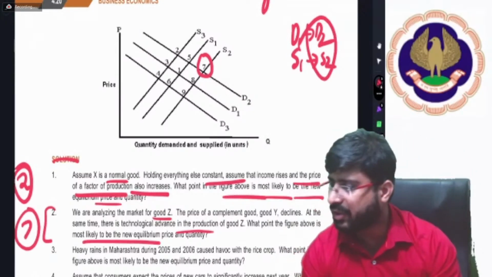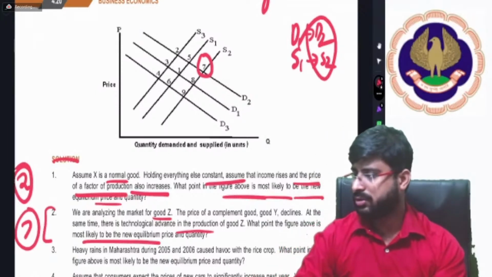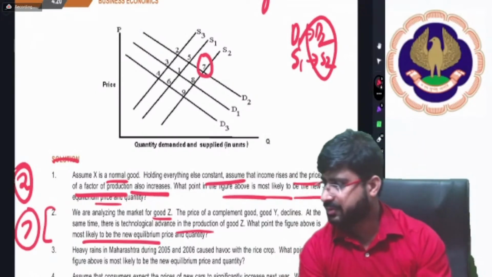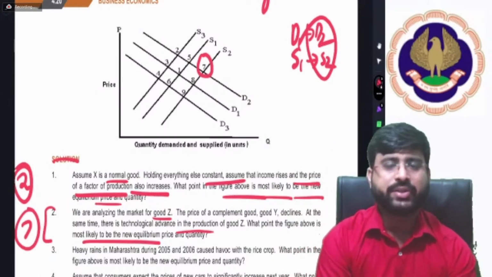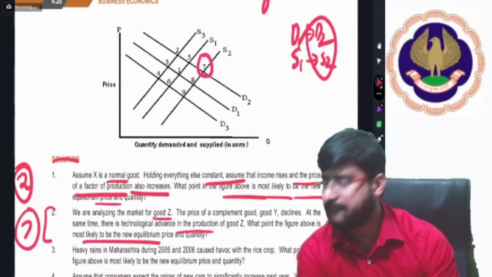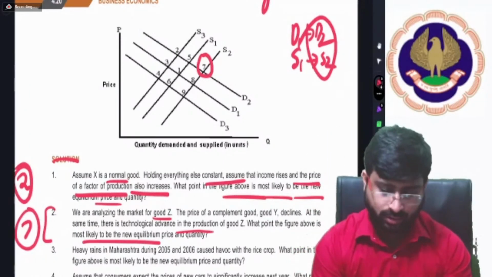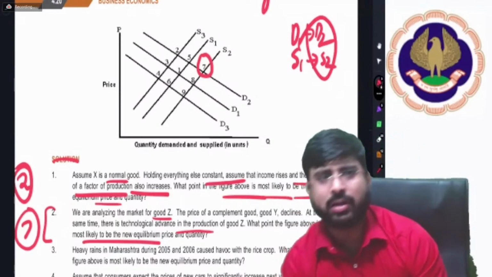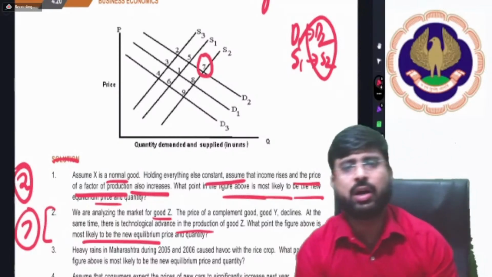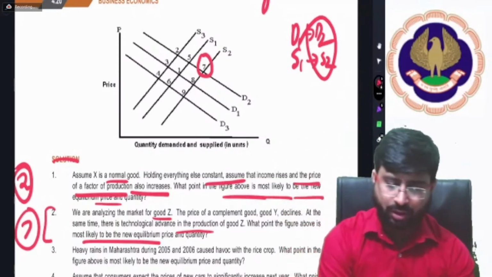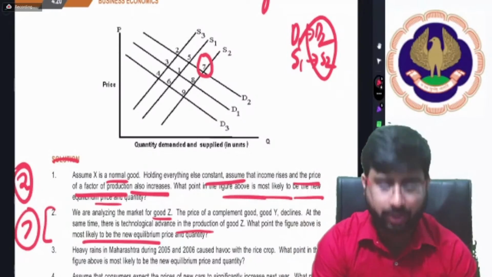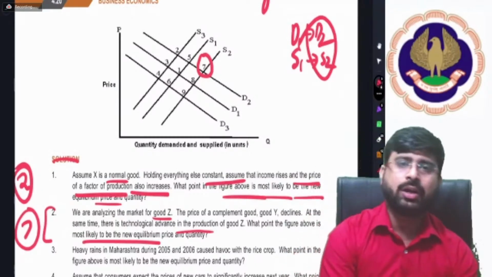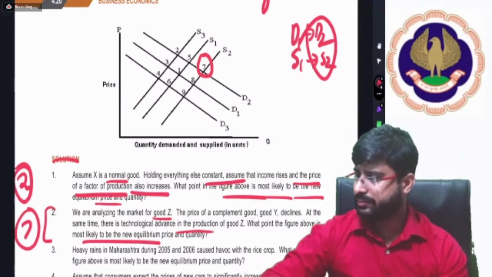Did you understand it, friends? Yes or no? Is it crystal clear, friends? Yes, we agree. Point number 7, I hope all of you understood. Because of technological advancement, quantity supplied is rising, hence a rightward shift. And similarly, because of the price of the complementary good declining, quantity demanded is also rising. Hence a rightward shift yet again.